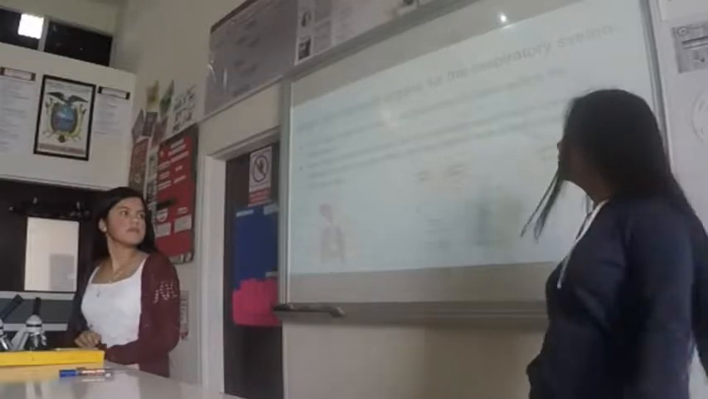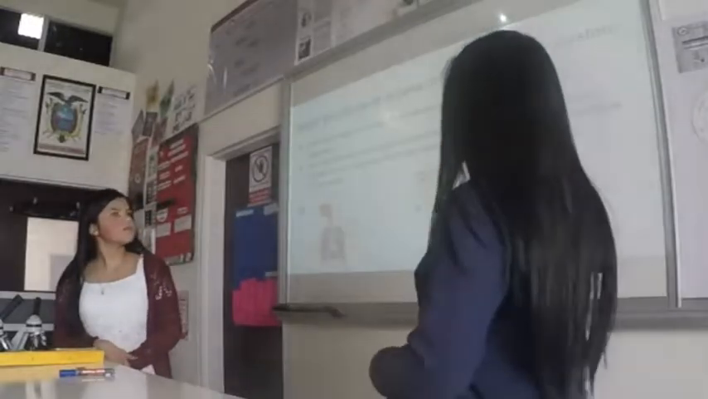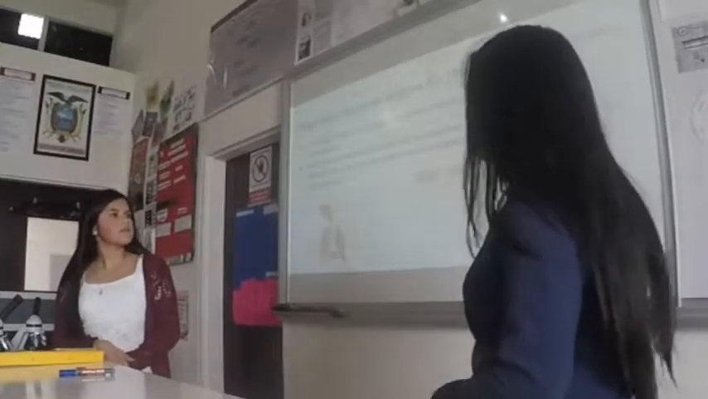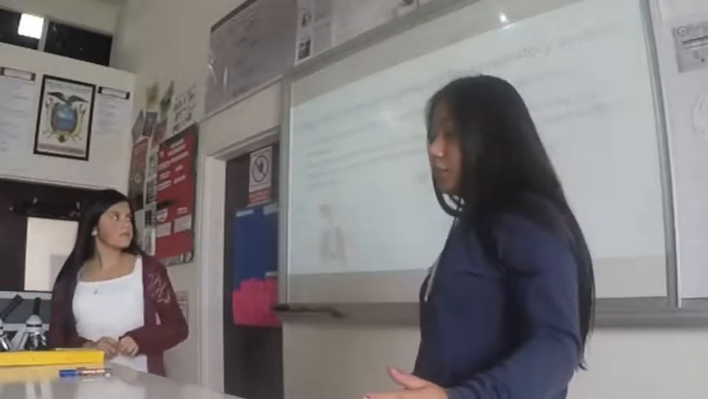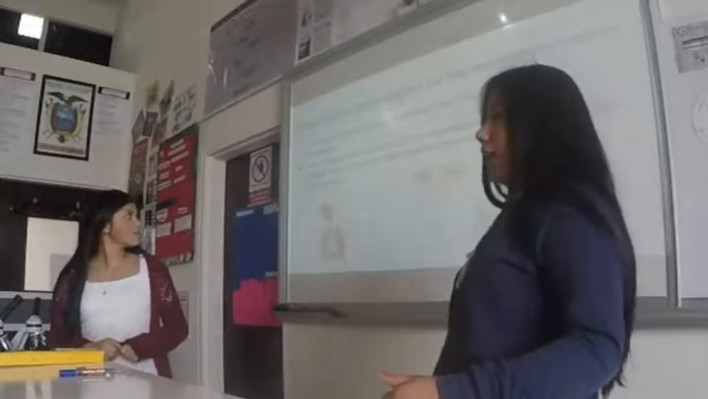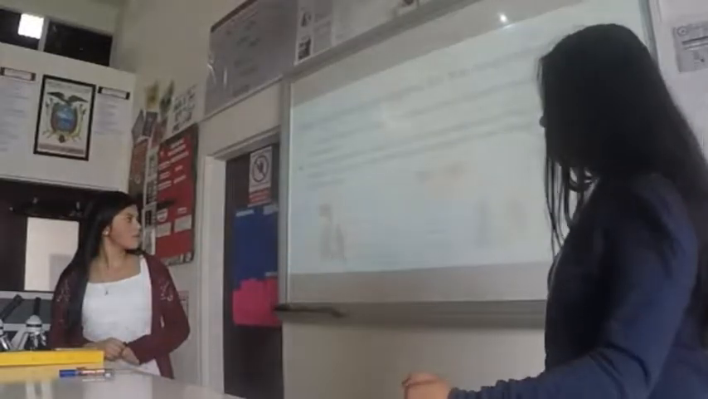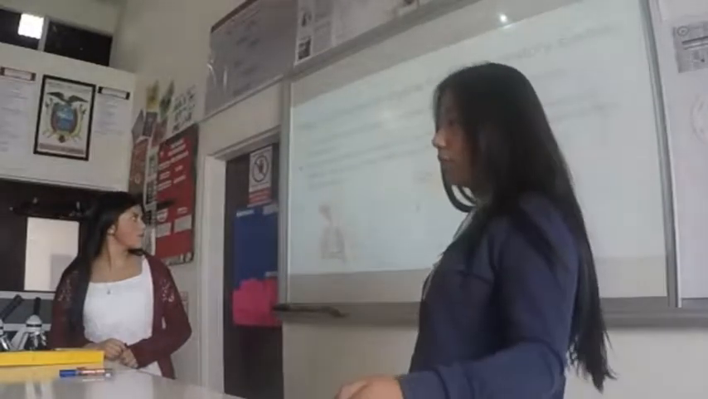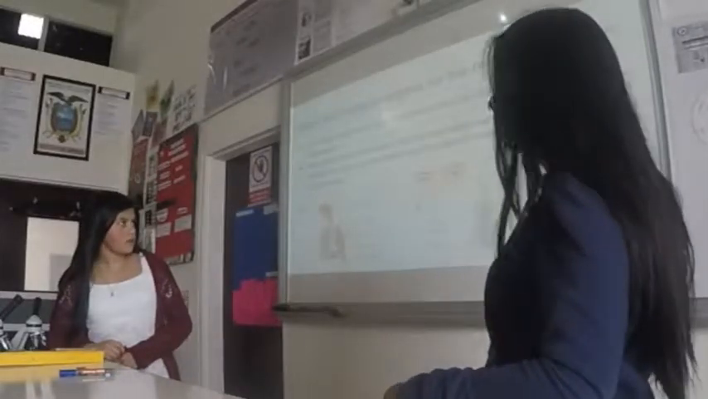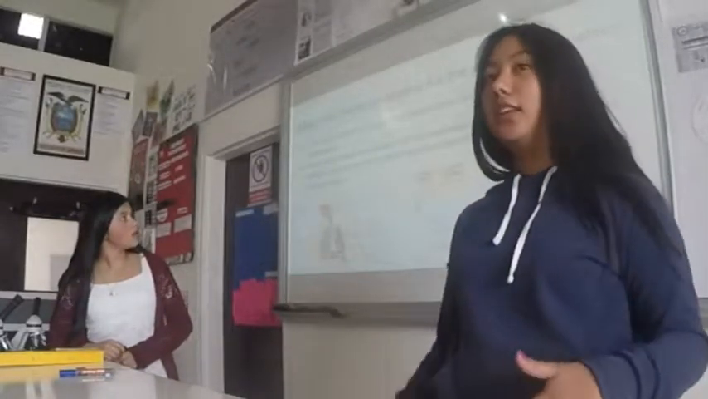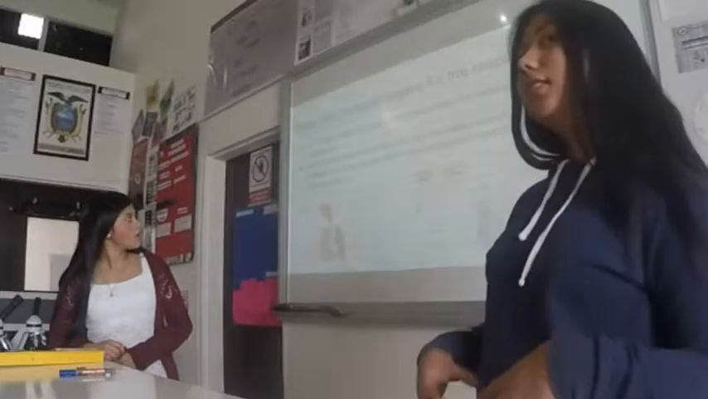So the major structural organs of the respiratory system. The main organ is the nose. It's where the air comes in and goes out. And it goes all the way through your throat and then to the lungs. So just the nose? The nose, then the throat, and then the lungs.